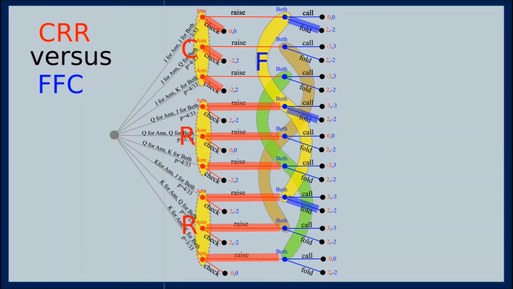Beth folds in her first, the yellow information set. She also folds in the information set having a queen, which is colored in brown. But in her third information set, colored in green, she calls. You have to look carefully to see the difference.